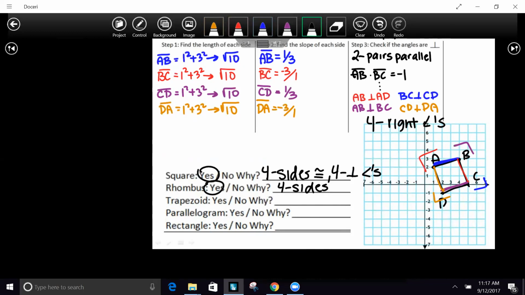Okay. Is it a trapezoid? Why is it not a trapezoid? Yep. Only one pair parallel. No.